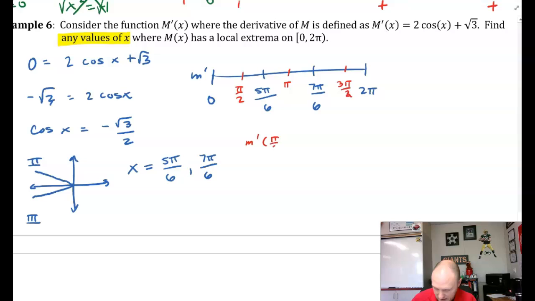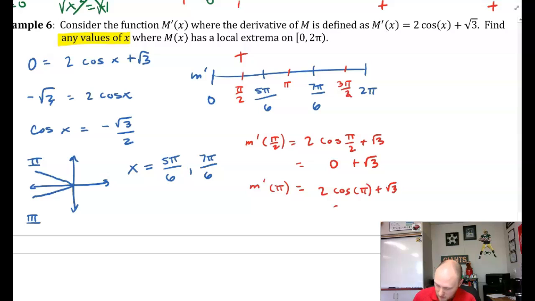M prime of pi over 2. Here, cosine is 0. So all of that is going to go to 0 plus root 3. That is positive, right? This goes to 0 plus square root of 3. And then we have m prime of pi. That's 2 cosine of pi. That's going to be -1. So 2 times -1 plus square root of 3. So we have -2 plus root 3.